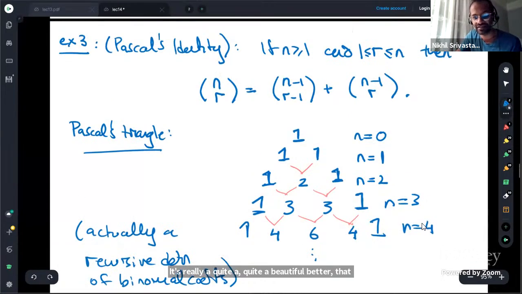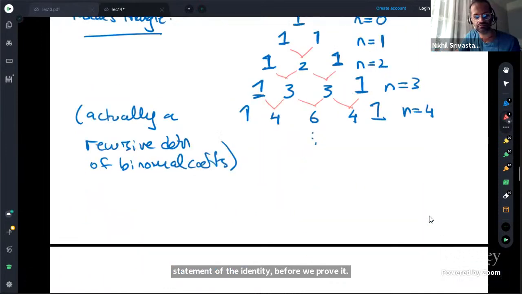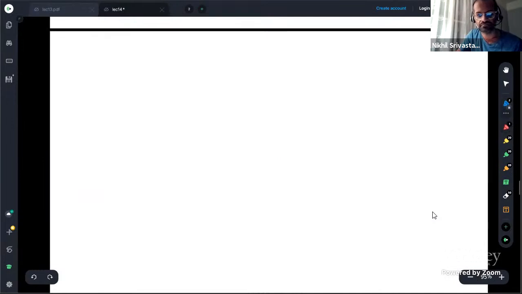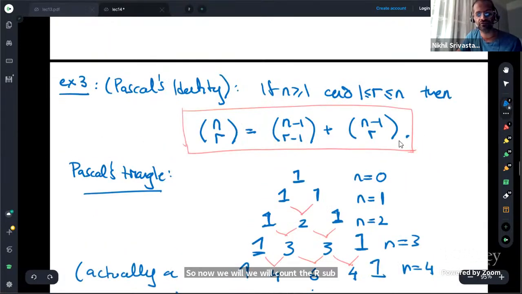So that's Pascal's identity. Any questions about the statement of the identity before we prove it? Okay, let's see the proof now. So now we will count the R subsets of 1 through n in 2 different ways.